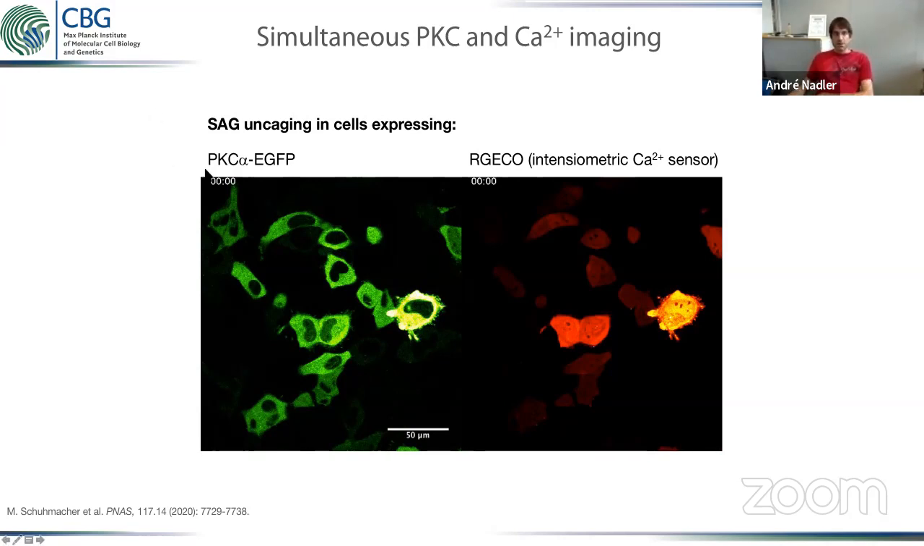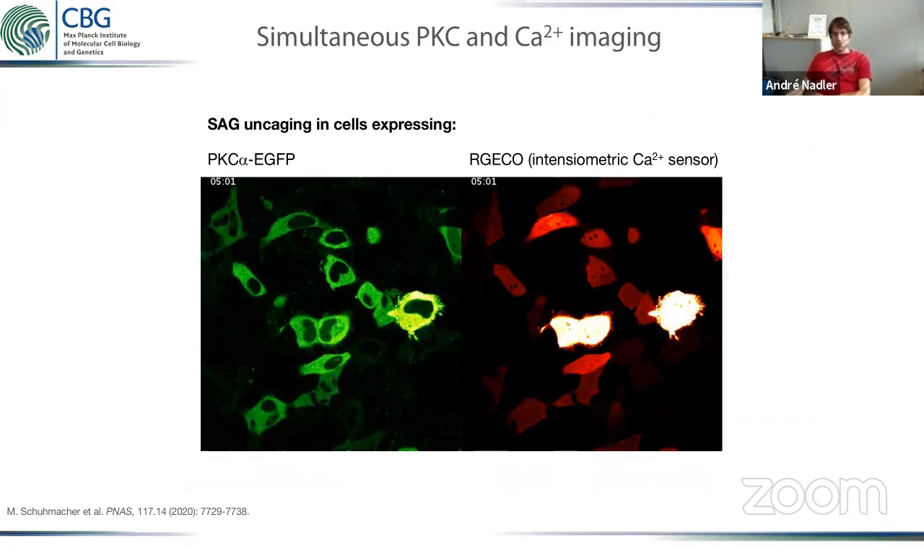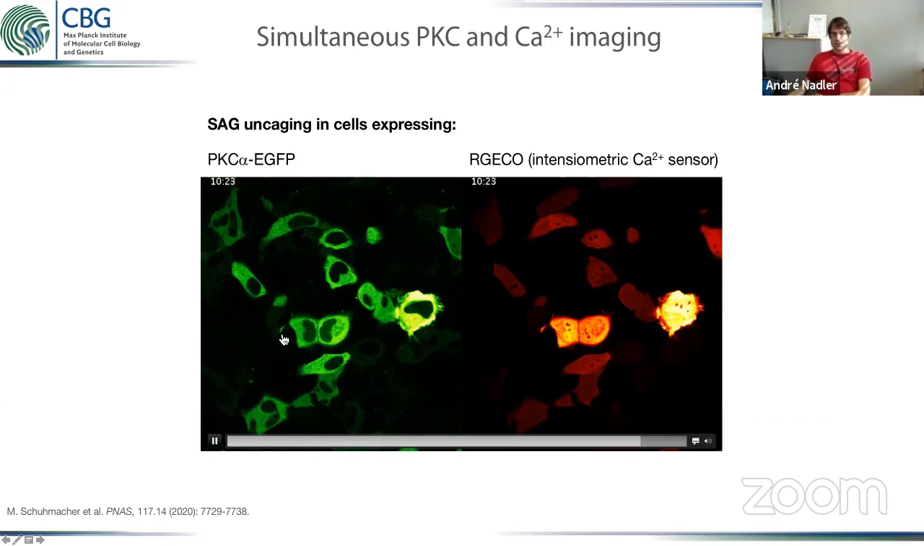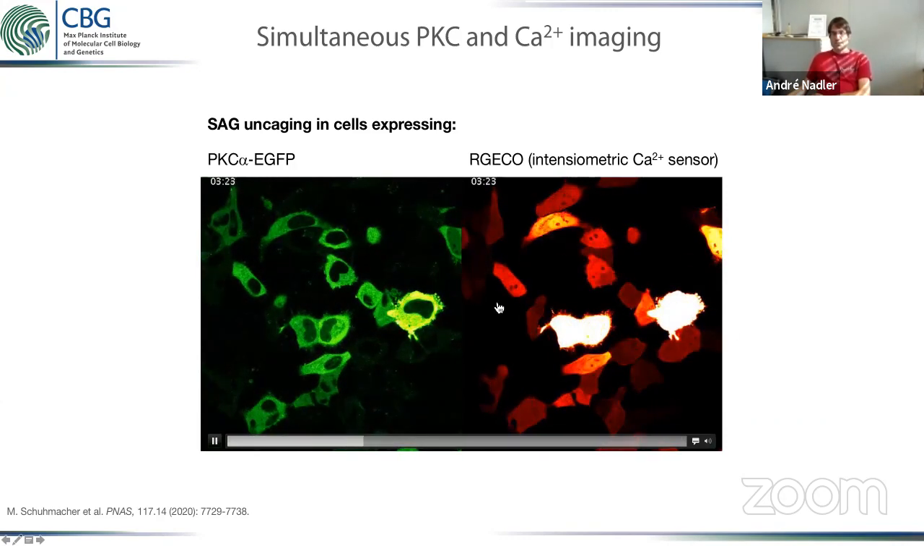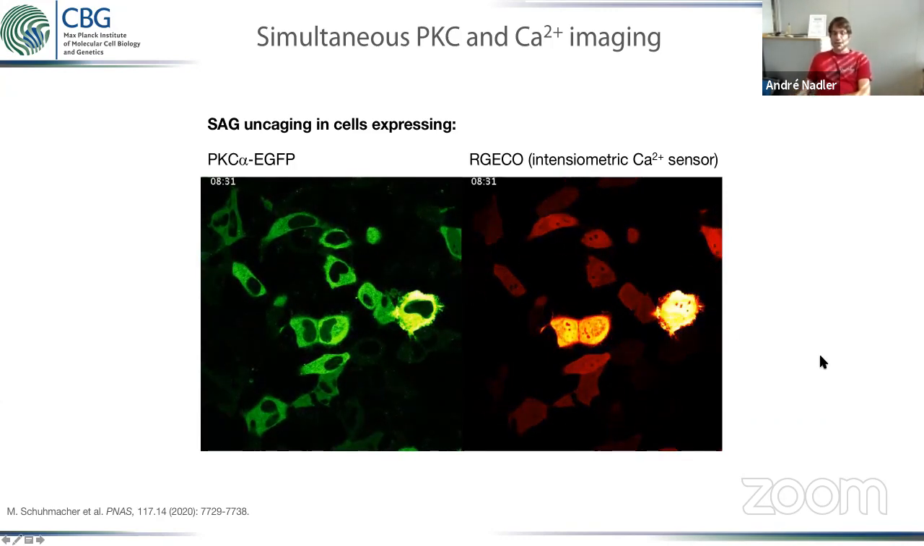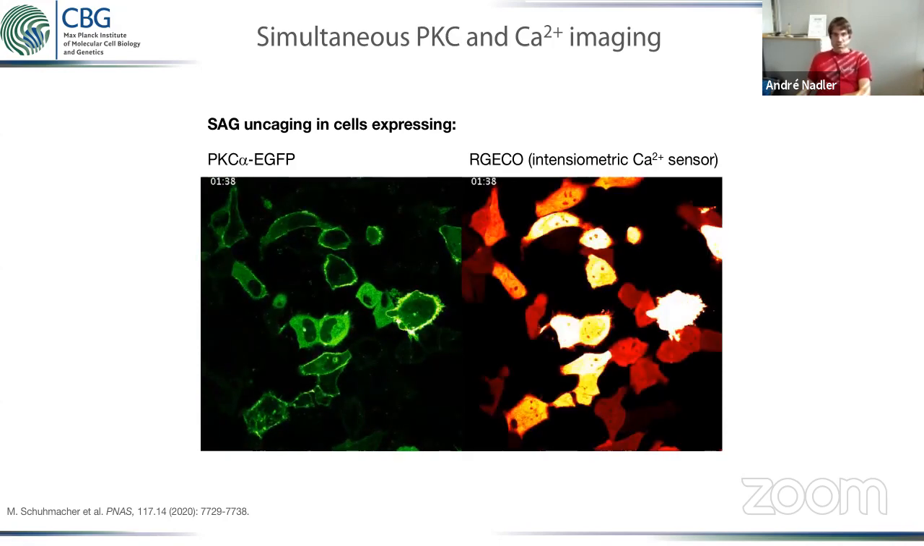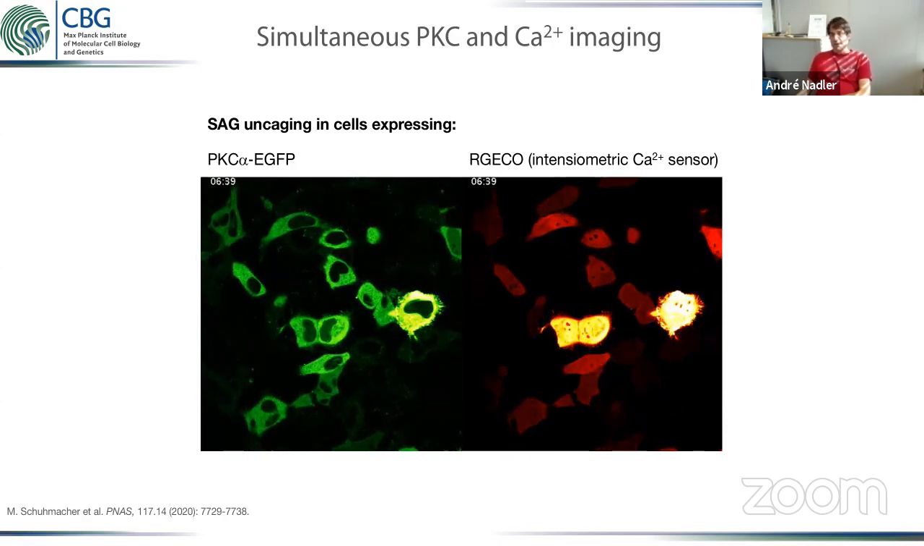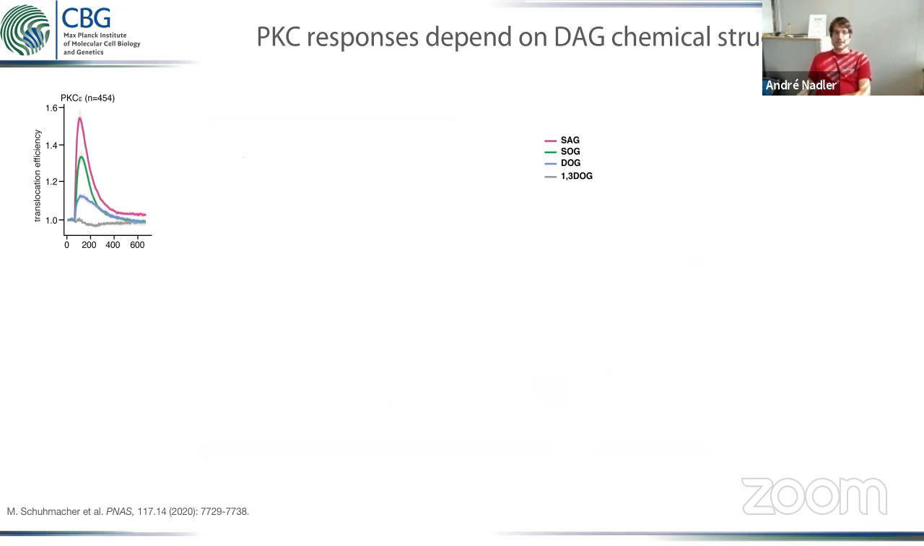This is now an example where we are looking at PKC alpha, so that's a classical isoform. And in the red channel, we have an intensiometric calcium sensor, so an increase in fluorescence corresponds to increased intracellular calcium levels. This is how it looks. You get recruitment of the PKC alpha to the plasma membrane, and simultaneously you get a calcium burst that then recedes again. So how do the quantifications look for the individual PKC species?